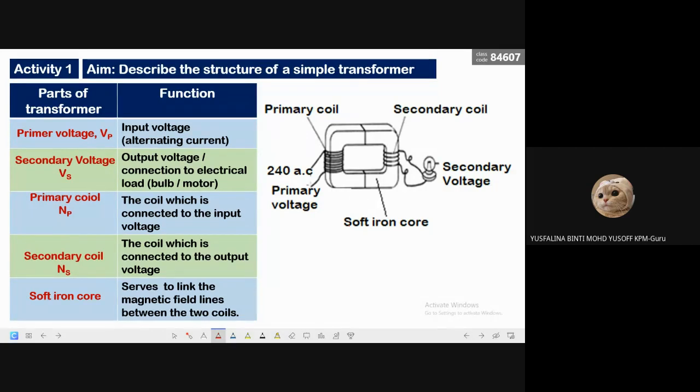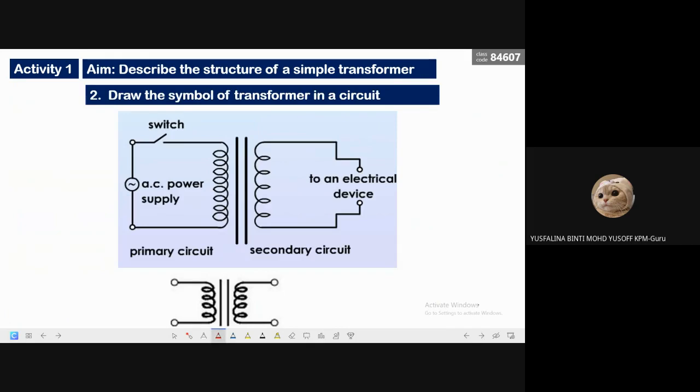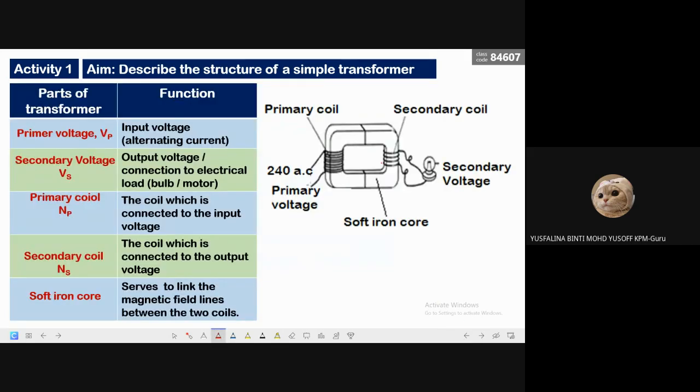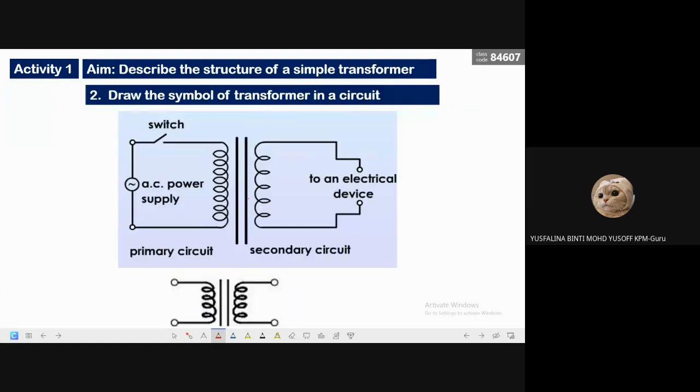Why do we use a soft iron core? Right, so this is the function. I'll skip this one because we already discussed it. Okay, and this is a symbol. You don't need to draw the transformer like this. For the symbol, it's just like this.